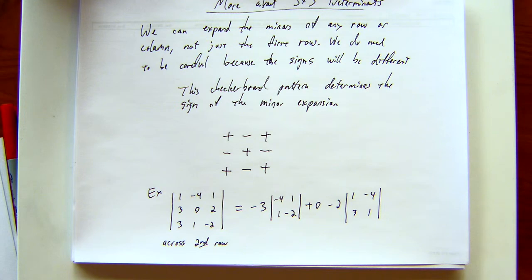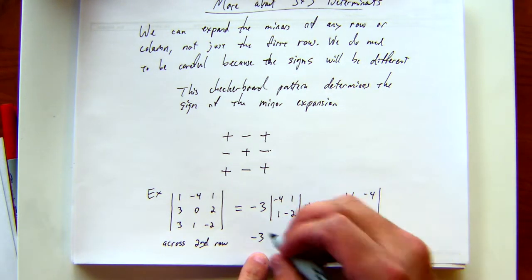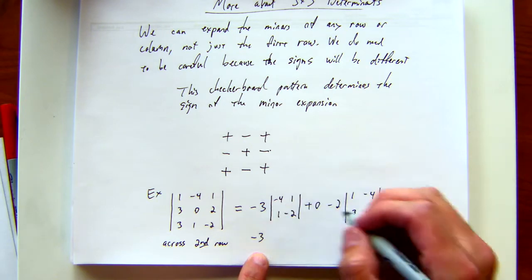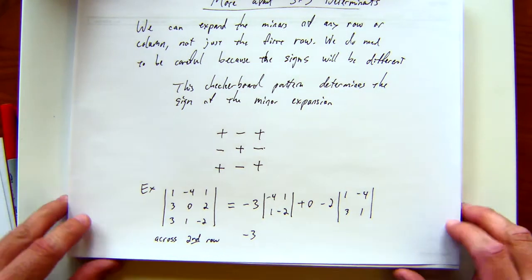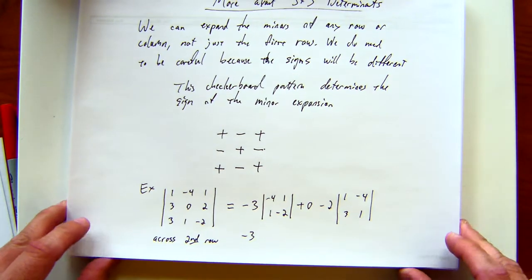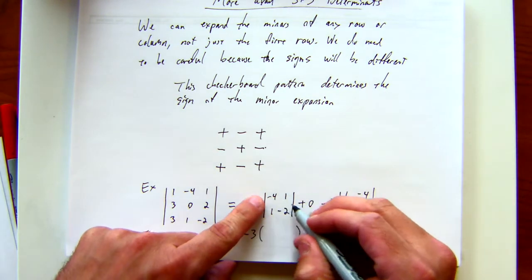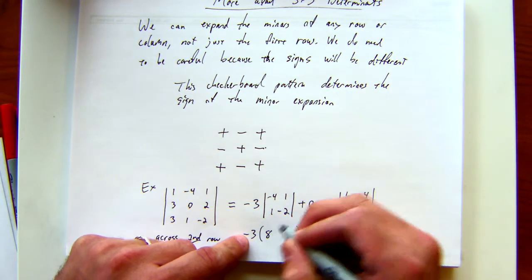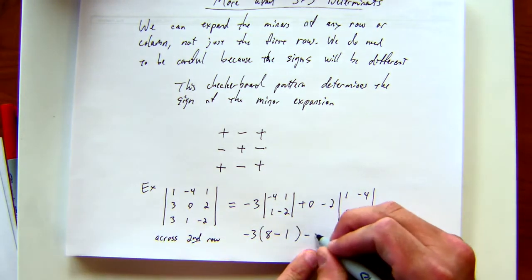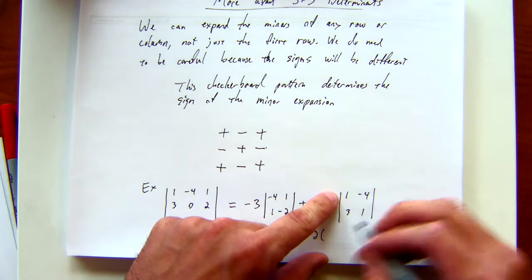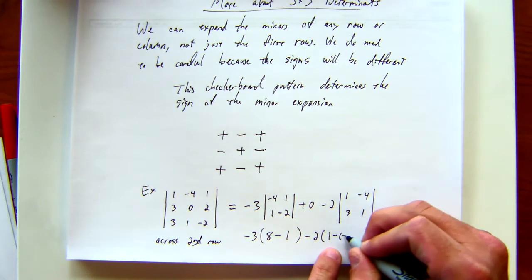Now go ahead and calculate these 2 by 2 determinants. Again, remember to put them in parentheses and watch your signs. I know this is just a lot of adding and multiplying. It's just an easy place to make sign errors. So negative 3 times, this is a negative 4 times a negative 2, which is a positive 8, minus a 1. And then that's a minus 2 times 1 minus 3 times negative 4, which is a negative 12.